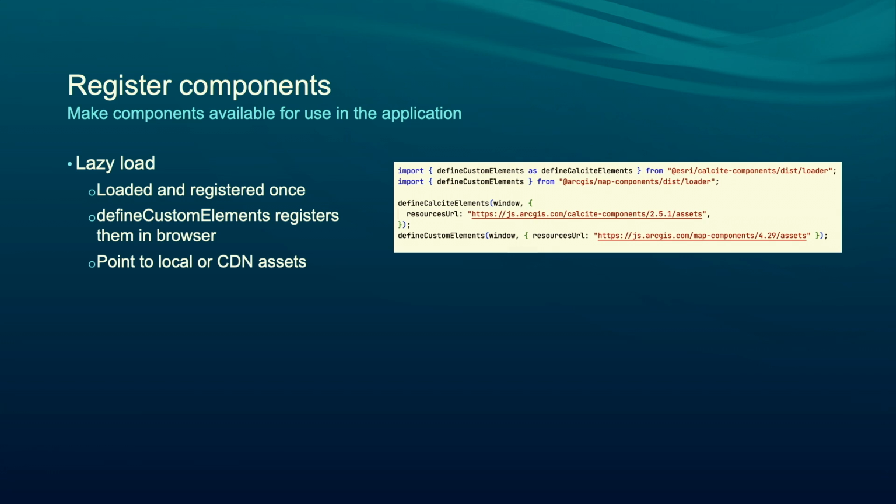And then you can also point, so the assets we mentioned on the earlier slide, you can point to local or CDN assets. In this example here, we're setting define custom elements, and we're giving it a resource URL where we're pointing to the assets on the CDN.